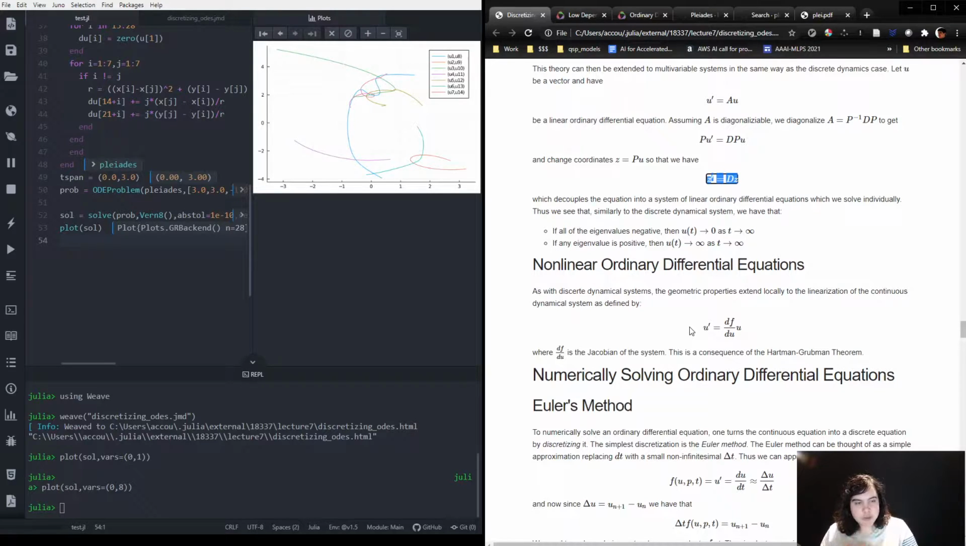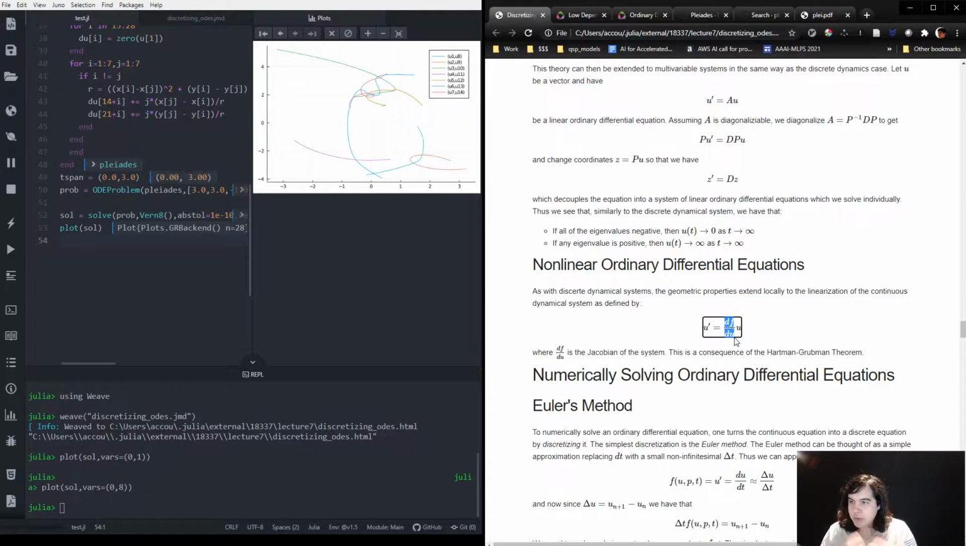So with discrete dynamical systems, the geometric properties were understood by the localization around any given point. The same is true for nonlinear differential equations. If you let df/du be the Jacobian of the system, the approximation to how this nonlinear f is working is you take the Jacobian of the current system, multiply it by u, and that is your current derivative, right? This is a consequence known as the Hartman-Grobman theorem.